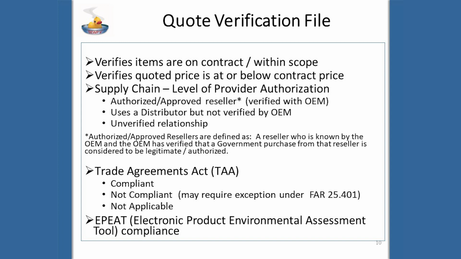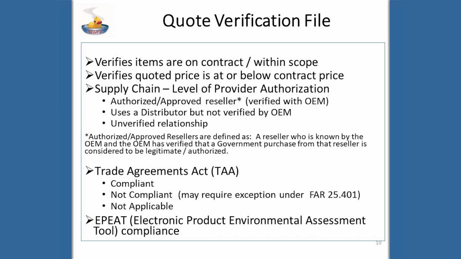Again, within the context of SEWP, you will obtain a verification file that will tell you for each line item what level of verified relationship there is between the contract holder and the original manufacturer or original service provider. You utilize that information to match what your requirements are. Another area that we provide verified information for is the Trade Agreement Act, where we will tell you if an item is compliant, not compliant, or not applicable.